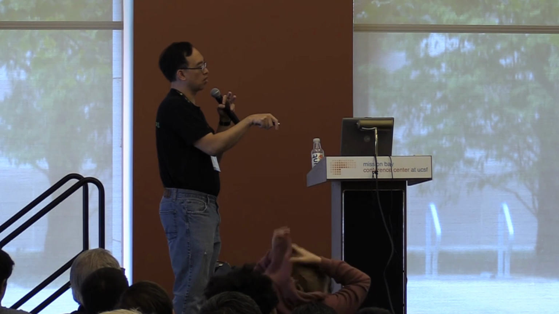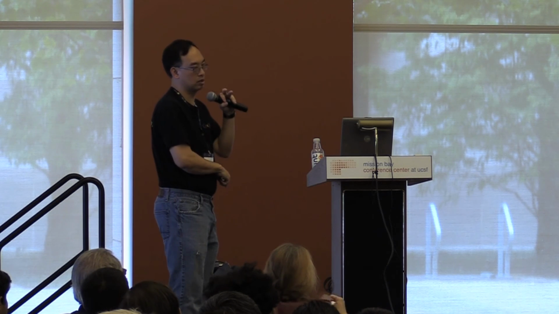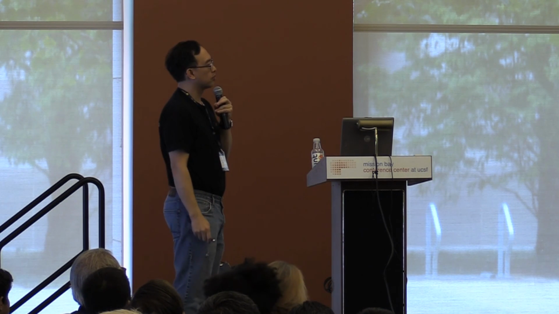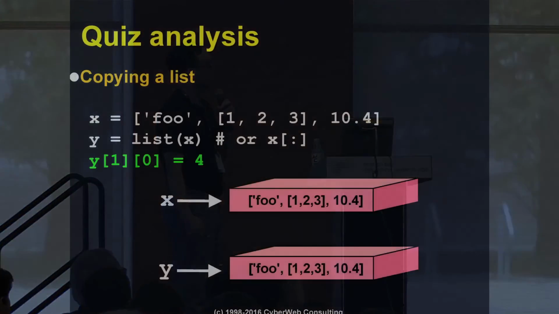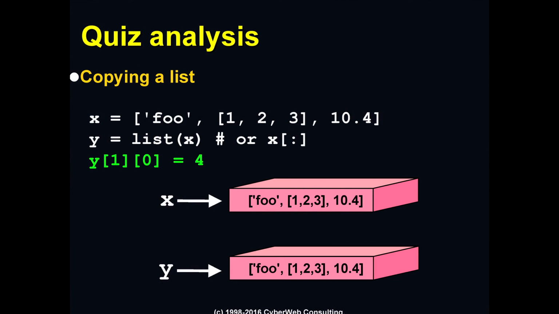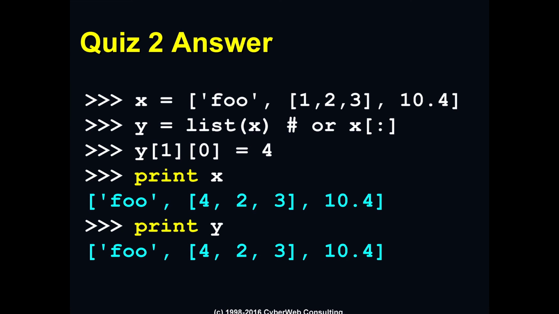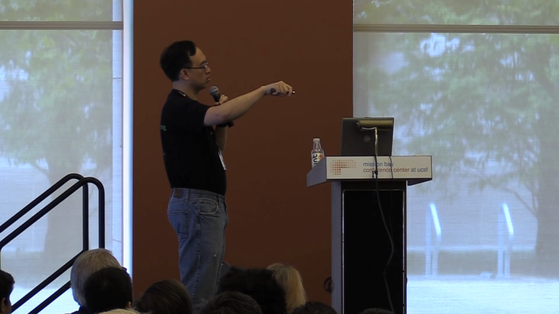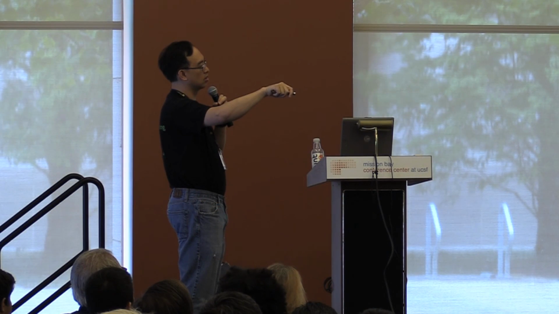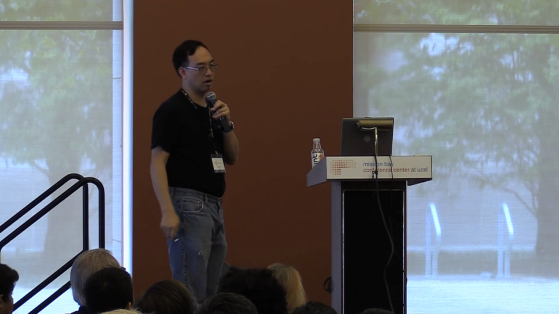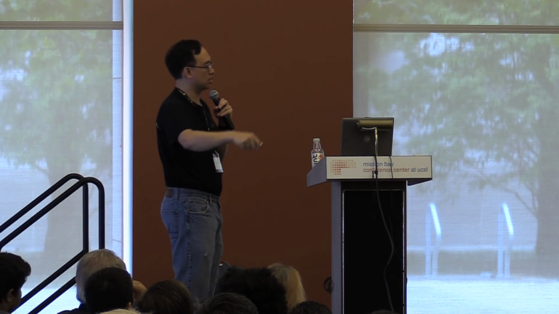I'm going to change y bracket 1 equals 4. Print x, print y. What's the output? What do you guys think is the output? Should it be the same or will it be different? Oh, very good. But that might not be intuitive at first, right? If you see this diagram, you go, wait a minute, if I'm going to change y bracket 1 bracket 0 equals 4, I'm only changing this one. x should still be 1, right? In your head, you're thinking that. Why is the output exactly the same?